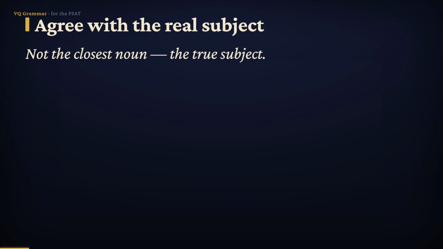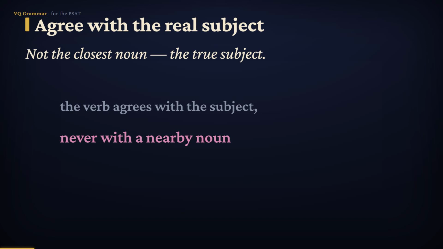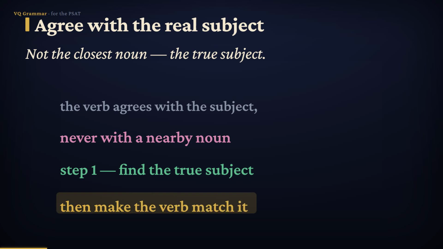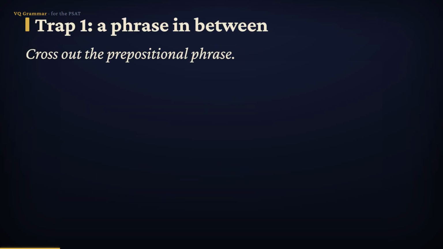Here's the whole idea. A verb must agree with its subject, never with some other noun that happens to be sitting nearby. So step 1 is always the same. Find the true subject of the sentence. Then, and only then, make the verb match that subject. Today, we'll look at 3 places where the subject likes to hide, and one simple trick that finds it every time.